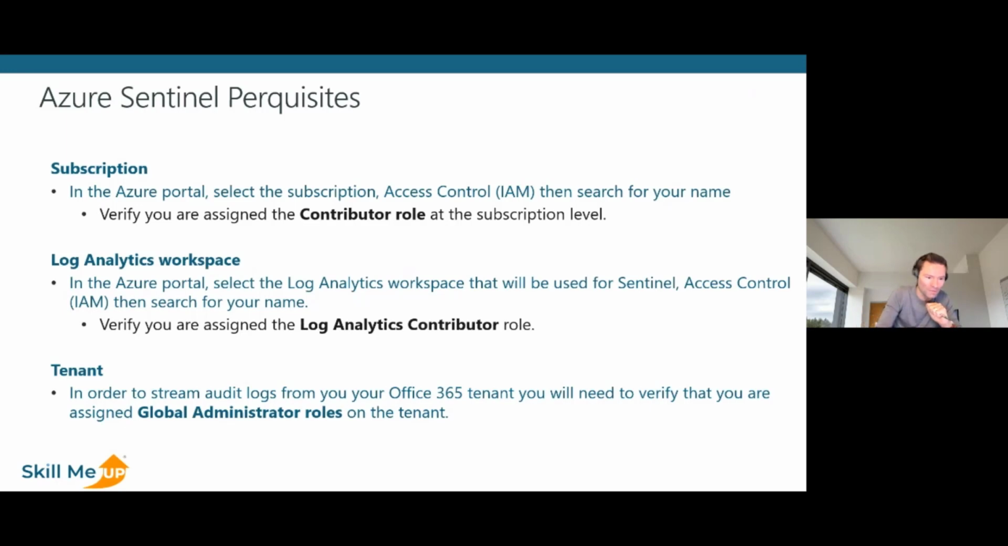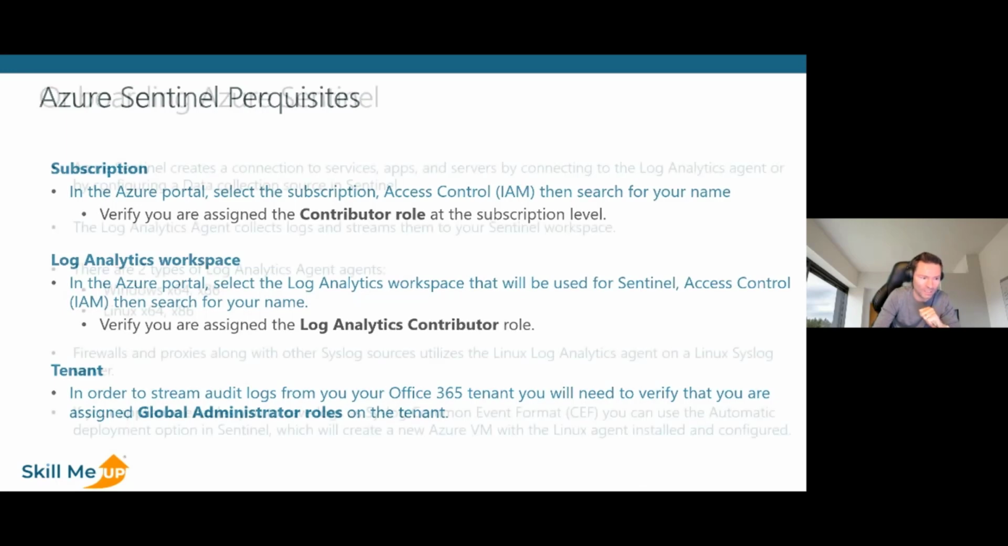It's an important thing. Yeah, I think for some of the data sources, you also have to have the Security Contributor role as well. Yep, so that's quite important. And if you want to be able to stream audit logs from Office 365, you should also have the Global Admin role. Otherwise, you can't do that. So next slide, please, Dwayne.